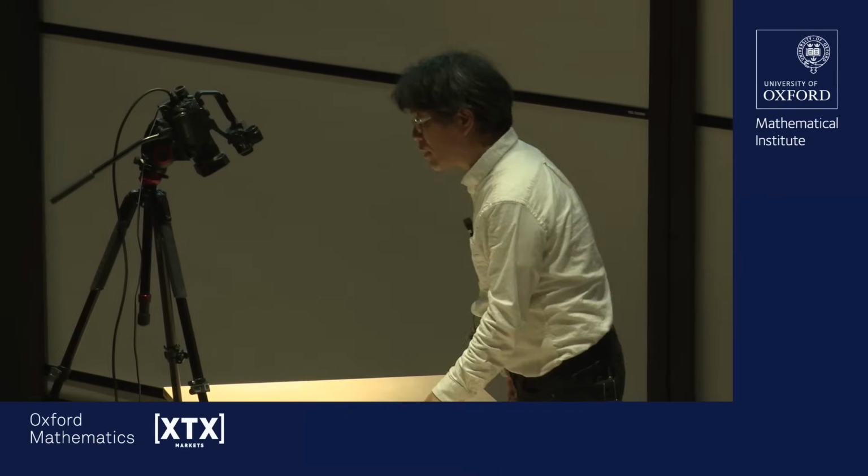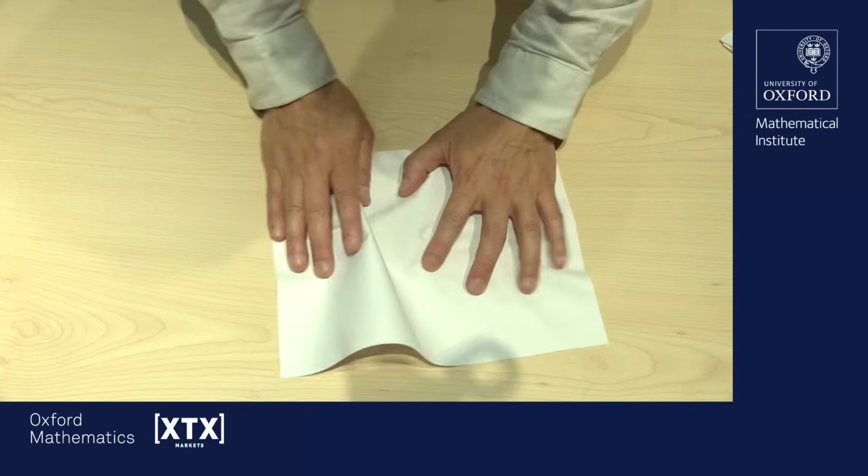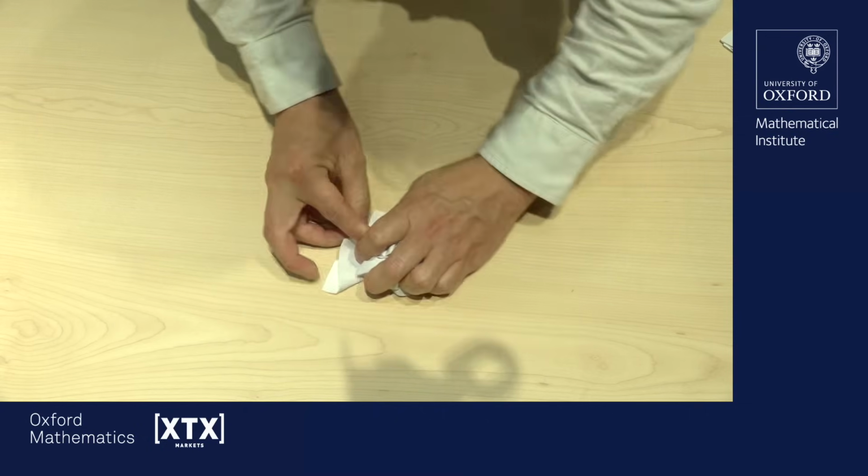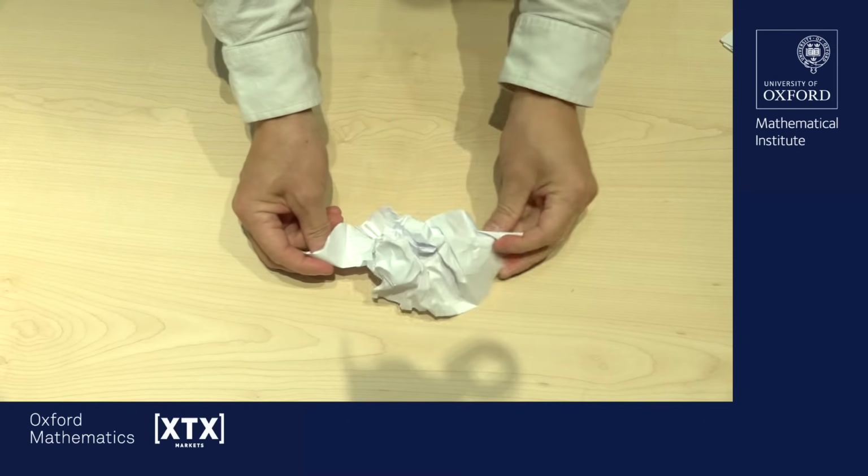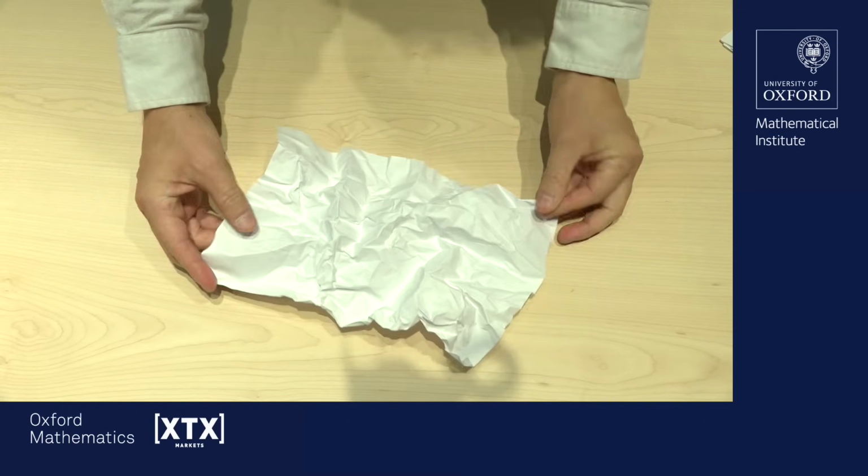Take a sheet of paper and just sample it. And when I pull it out, it expands in all directions. That's negative Poisson, isn't it?